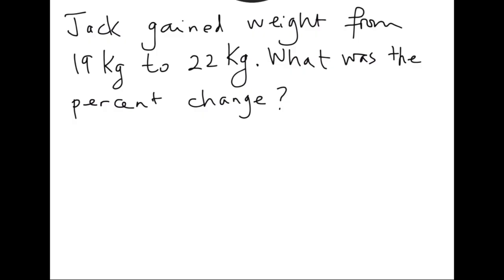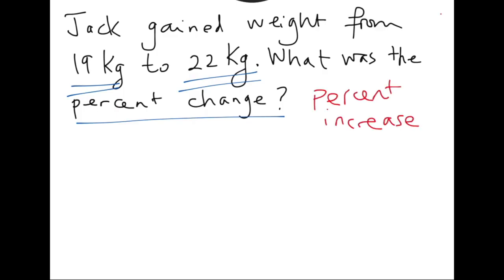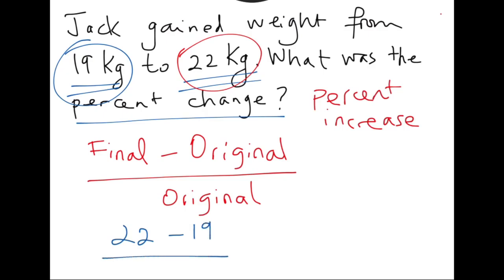Next question. Jack gained weight from 19 kilograms to 22 kilograms. What was the percent change? In other words here, what was the percent increase? That's another keyword. So anytime you want to find the percent change, you always want to take the final result minus the original result divided by the original. This is a formula that will work all the time. So the final result is 22 minus the original result, that is 19, divided by the original result, which is still 19. You end up with 3 over 19.